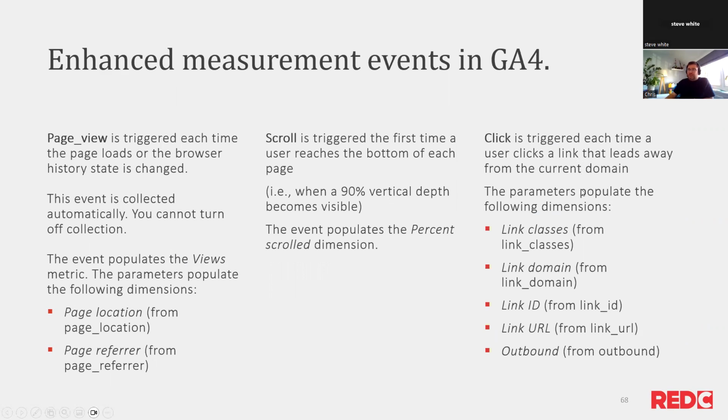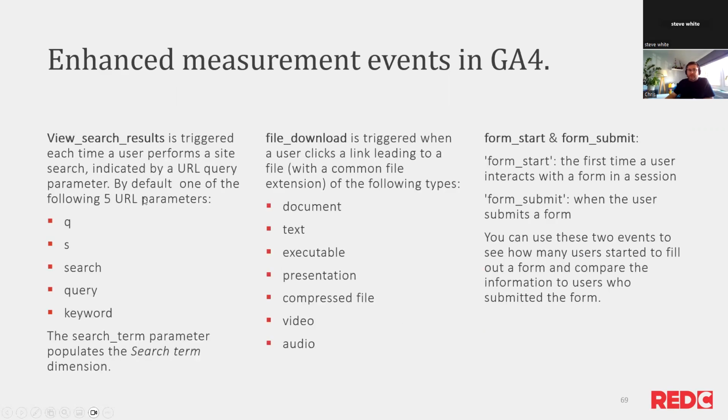Click will trigger each time a user clicks a link, and that'll include link classes, link domain, link ID, link URL, and outbound. Now, view search results is triggered each time a user performs a site search, and is indicated by a URL query parameter. There's 5 set by default. Your query parameter may be slightly different. What you want to do is have a look on your site, run a site search, and see what the query parameter is, and that will be the letter or the word that follows the question mark and before the equal sign.